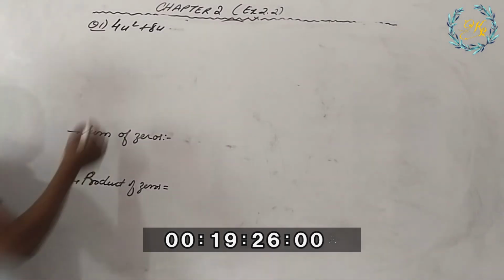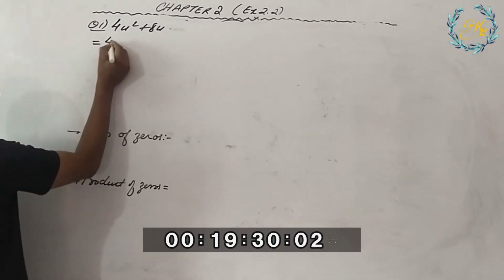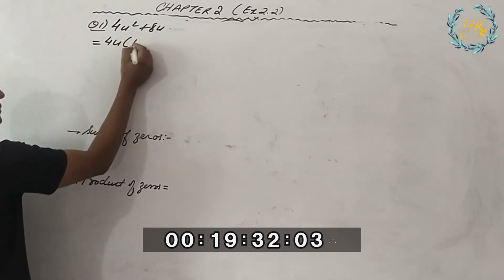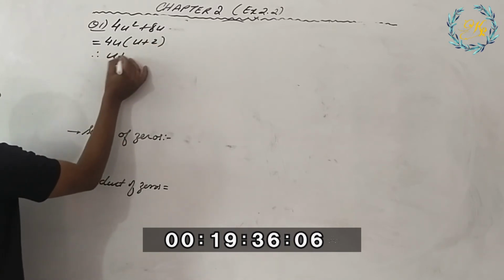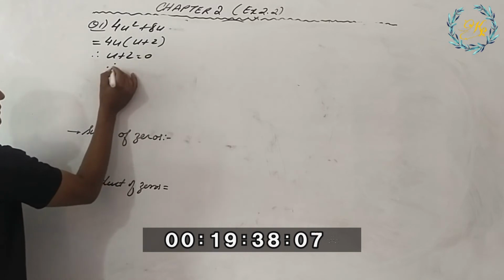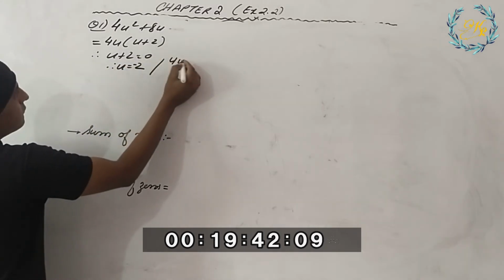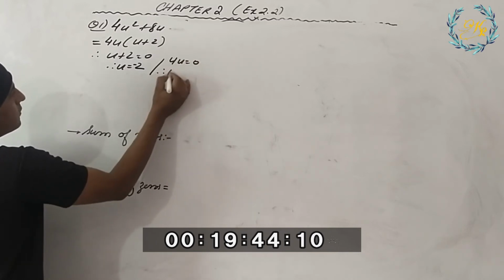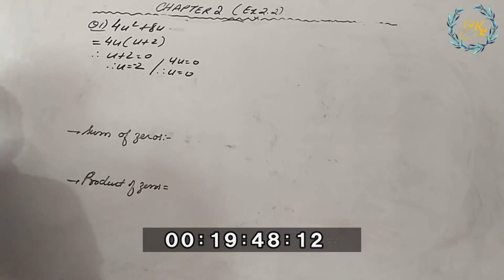In the next question, we have 4u square plus 8u as equation. Taking 4 common, u common from here, you get u plus 2. Now we have two values here. U plus 2 is equal to 0. Therefore, u is equal to minus 2. And second one, 4u is equal to 0. Therefore, u is equal to 0. So these are the zeros of the equation.